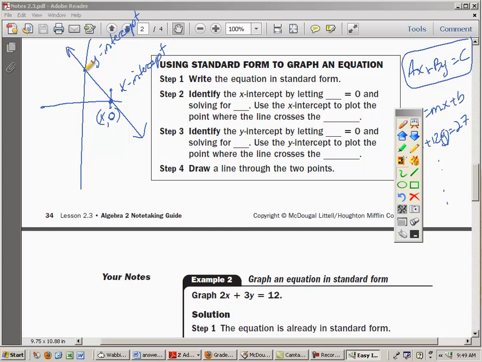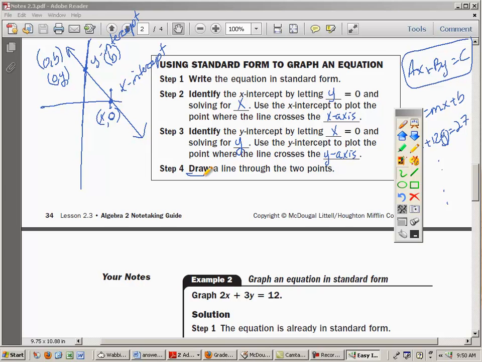Similarly, for the y-intercept, I'm not left or right at all. So the first number is 0, and my y-intercept is whatever my y is. Now we also call that b, so I suppose you could also call this the point (0, b) if you wanted to. And so let's use that to go ahead and fill in our boxes here. It says identify the x-intercept by letting y equals 0 and solving for x. Use the x-intercept to plot the point where the line crosses the x-axis. Identify the y-intercept by letting x equals 0, because again, the y-intercept will happen when x equals 0. I won't be left or right at all, I'll be simply up or down. So we set x equal to 0 and we solve for y, and then use this y-intercept to plot the point where the graph crosses the y-axis.